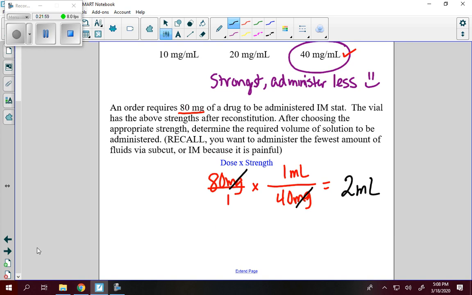So always think about picking the strongest strength, and you're always doing dose times strength. You're given a lot of information like how much diluent to add, doesn't matter. You don't care. You care about the strength in the end after reconstitution. So all that matters for what you have to mix, but it does not matter when you're doing your dosage calculations after you mix it.